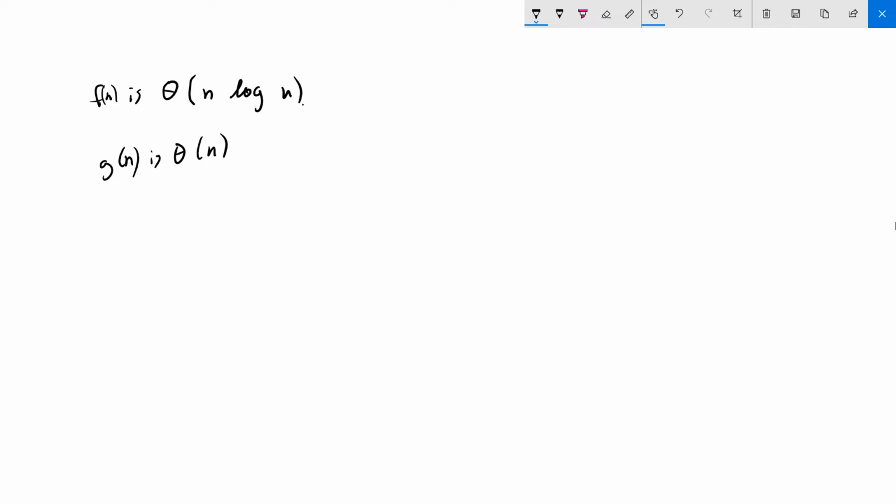Could you have g is little o of f? Okay, could you say this? G of n is little o of f of n. Okay, is that true? Is the rate of growth of f of n strictly larger than that of g of n? Turns out it's true, and I'll show you how to reason about that later. But n log n has a higher rate of growth than n, a little bit higher.